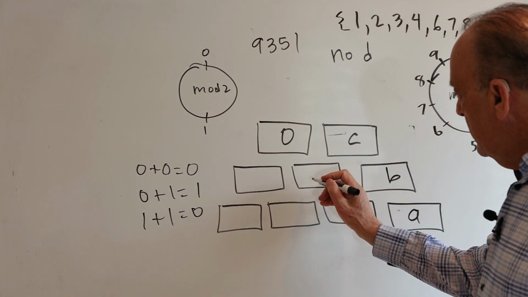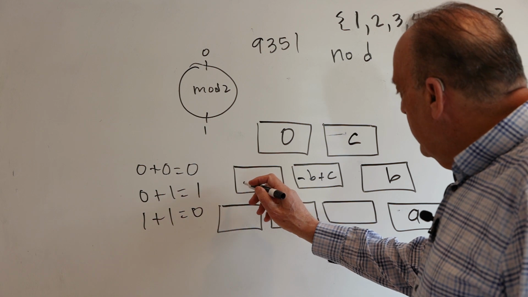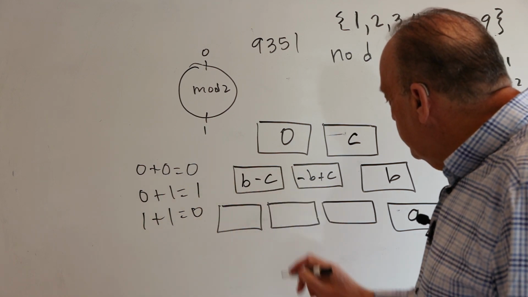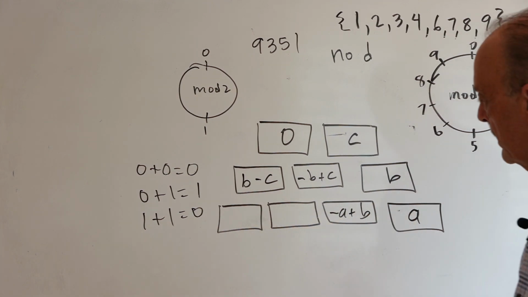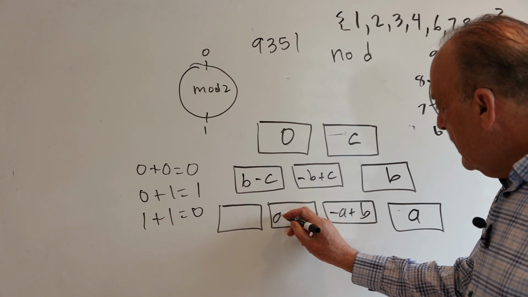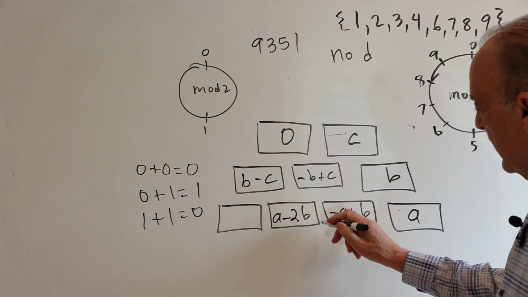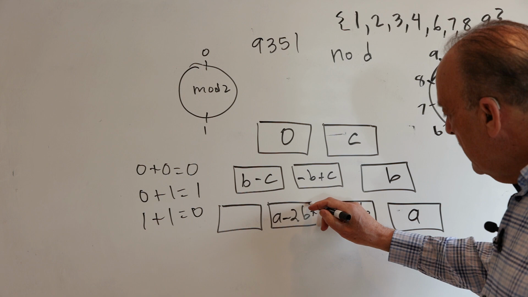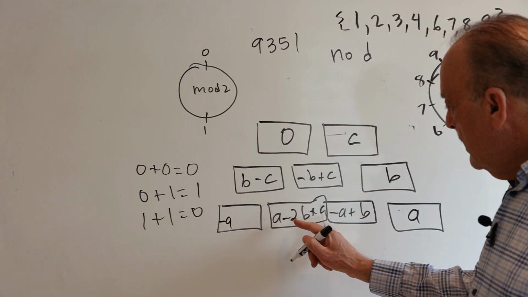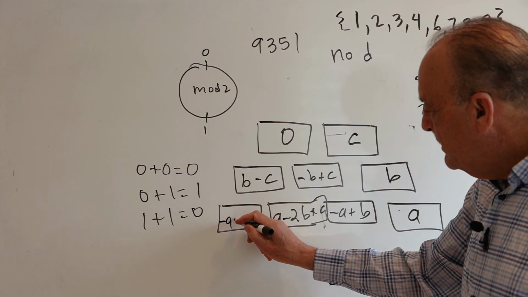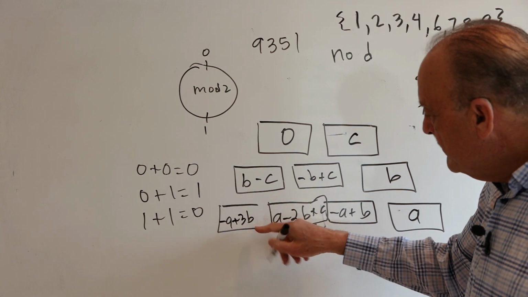So we have negative B plus C, and we have B minus C. We have negative A plus B, and it's going to be A. We're going from B to negative B again. That's negative 2B. And we're going to add the C. And then here we're going to cancel the A. Go from negative 2B to B. That's plus 3B. And go from C to negative C minus 2C.